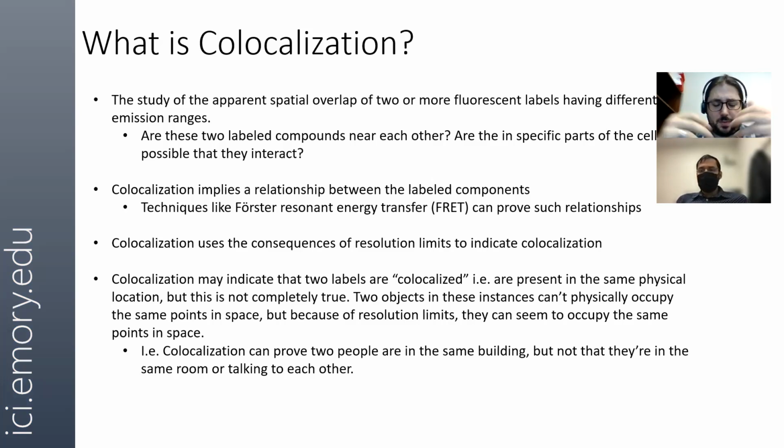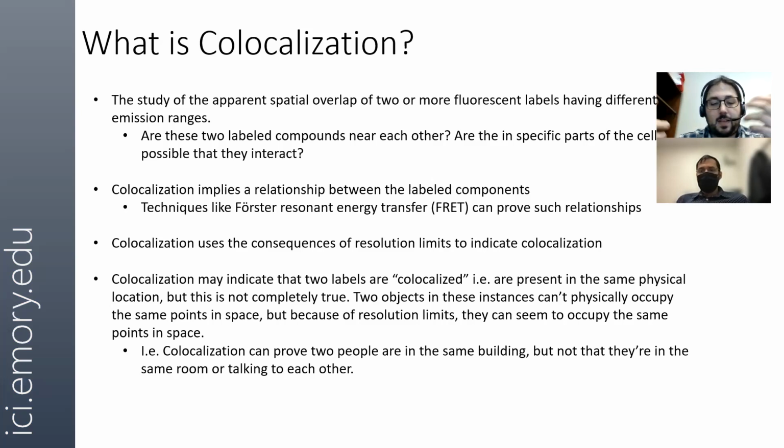For example, if you were to think about it as people inside of a building, colocalization could tell you two people are inside the same building. It couldn't tell you that those two people are in the middle of a conversation or even in the same room. But it can give you the circumstantial evidence to say that these people are in the same building.